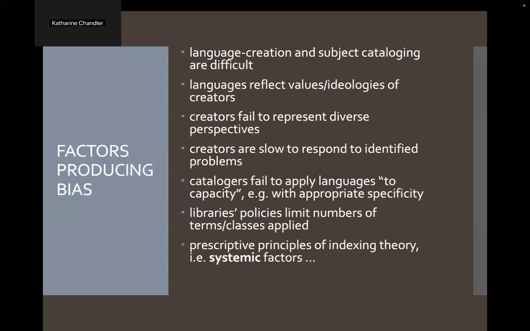So, language creation and subject cataloging are difficult. Languages reflect values, ideologies of creators. Creators fail to represent diverse perspectives. Creators are slow to respond to identified problems. Catalogers fail to apply languages to capacity, libraries' policies limit numbers of terms or classes applied, and prescriptive policies are principles of indexing theory, i.e. systematic factors.